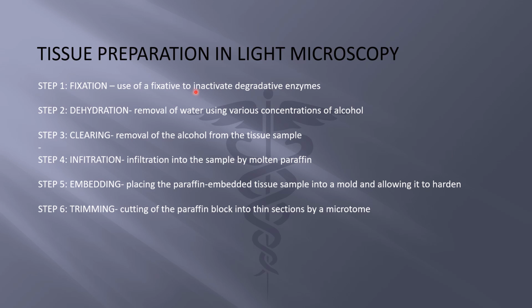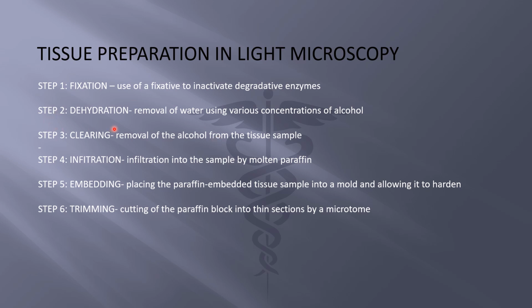So the first step in tissue preparation is fixation. Fixation involves the use of a chemical known as a fixative to inactivate degradative enzymes that may be released by the cell. Hence, fixation is done to preserve tissue structure. The second step over here is dehydration. So dehydration is basically the removal of water, and this is done by alcohol. So the tissue specimen is immersed in different concentrations of alcohol in order to remove water.